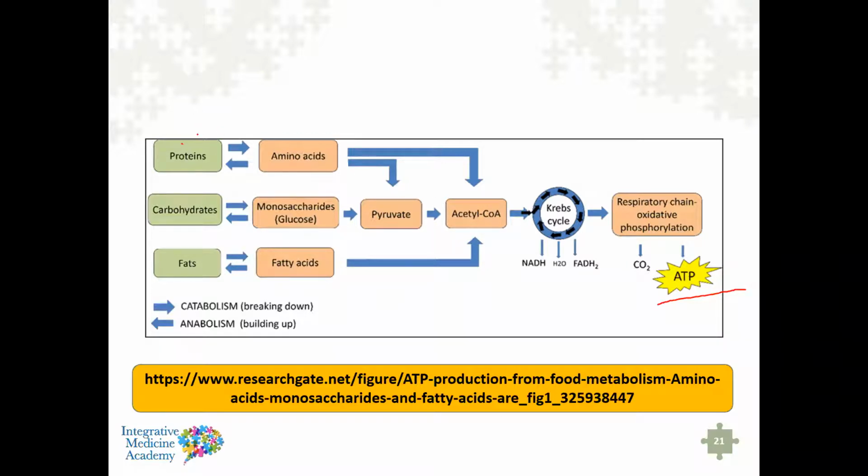Through the breakdown of proteins, carbs, and fats, we can generate this energy through a very complex network of different biochemical reactions. Things can get blocked and things can be deficient along the way that could compromise mitochondrial activity. We can also bombard the mitochondria with toxins, chemical toxins, metals, mycotoxins, but nutritional deficiencies can compromise it as well. And then there are various genetic disorders which can block certain steps along the way that would compromise the ability to make ATP.